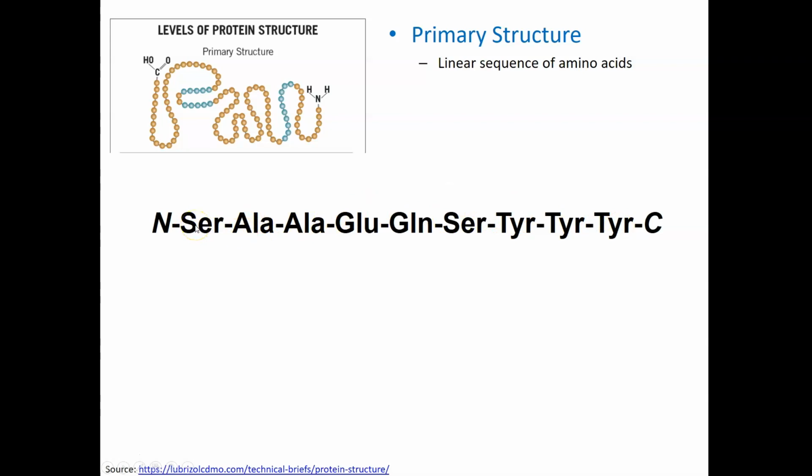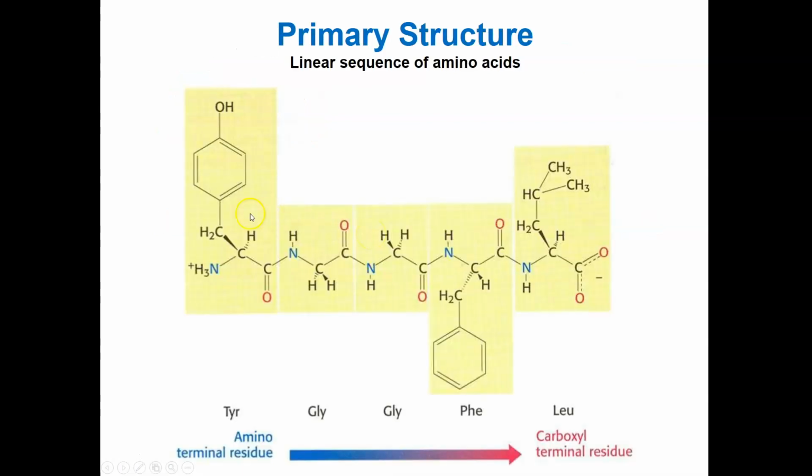For instance, here we're looking at a serine that's next to an alanine, next to an alanine, etc. And some important features to notice on this primary structure is at one end we're going to end up with an amino group, so we call this our amino terminus, and on the other end of the polypeptide chain we have our carboxyl terminus. And you should be able to look at a structure such as this and identify where's the peptide bond. So for instance here, between this tyrosine and the glycine, we see the peptide bond between the carbonyl of one amino acid and the amine group of another amino acid.